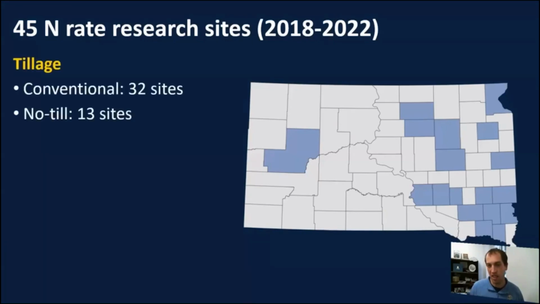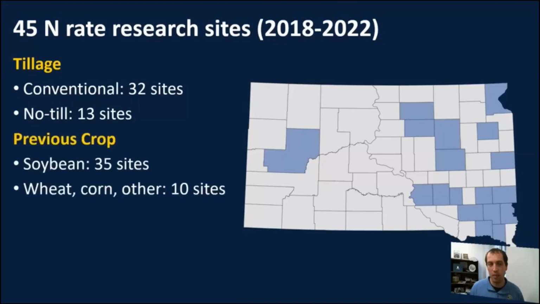32 of those sites were conventional till, 13 were no-till. 35 had soybean as a previous crop, so mostly soybean, corn in this area. And then we had 10 sites where we had wheat, corn, or another crop preceding our corn crop. Next, we're going to learn what the difference was between our recommendation and our actual nitrogen requirement needs.